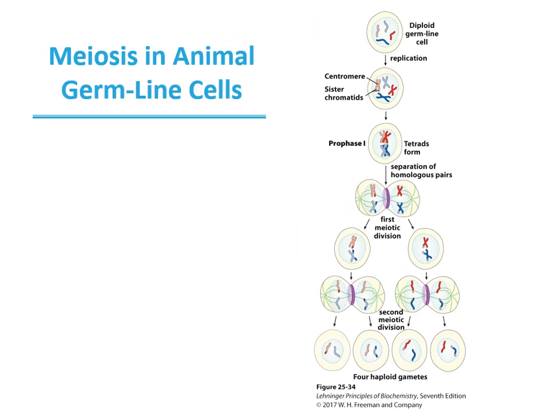Meiosis in animal germline cells. Here we are looking at a diploid cell with 2 different chromosomes. Chromosomes replicate and are held together at their centromeres. Each replicated double-stranded DNA molecule is called a chromatid, or sister chromatid.